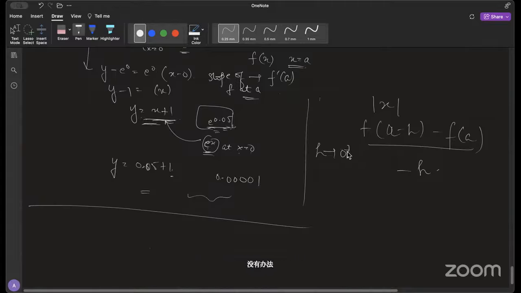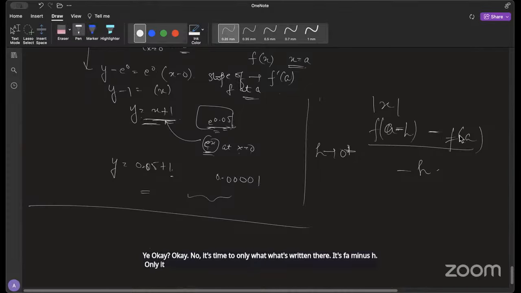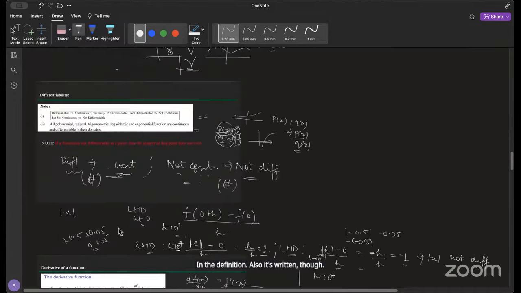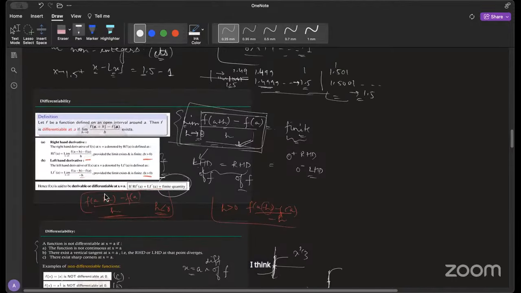No, ma'am, how do we know this? It should be f a minus f a minus h, because f a is greater here. No, it's that only. What's written there? It's f a minus h only. It doesn't matter which one's written. In the definition also it's written, no? Yeah. It's f a minus h minus f a.